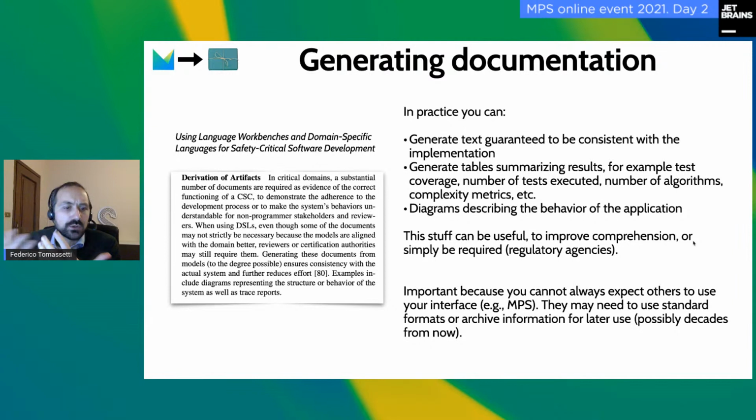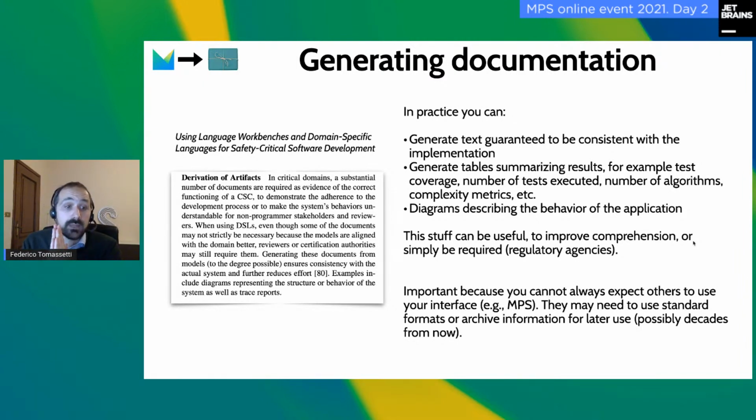And you can generate all sorts of stuff. You can generate a testable file, but you can also generate tables summarizing results, for example the result of running tests, the number of tests, the number of failures. You can generate reports showing the test coverage. You can generate reports showing the number of algorithms, so you could have complexity metrics and show diagrams of how complexity evolves over time. We have generated all that stuff.